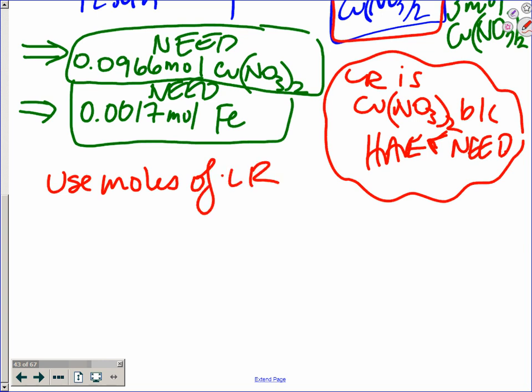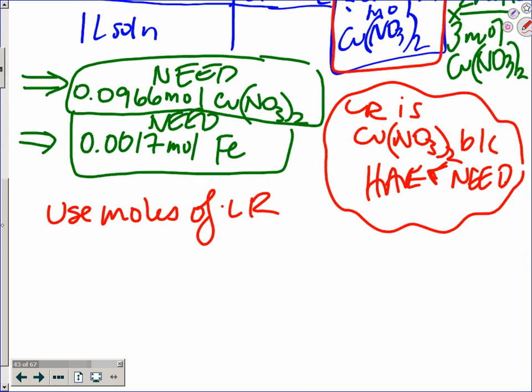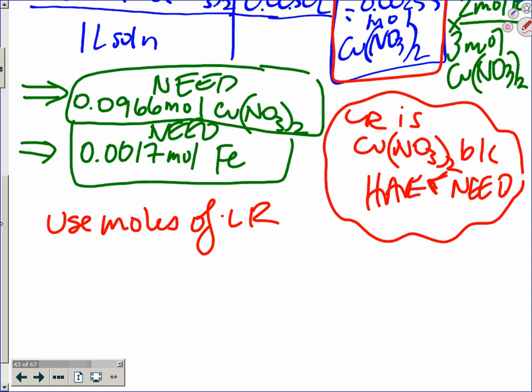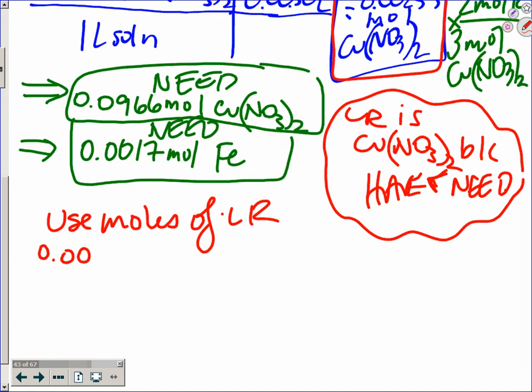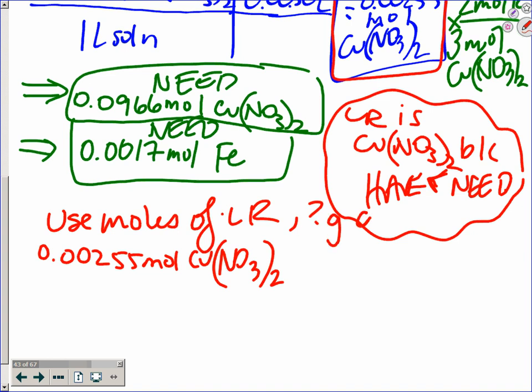So use moles of LR and proceed. How many moles of LR do we have? That one up there? 0.00255 moles of copper 2 nitrate. Who do I care about in this question? Good, grams of copper. So that's our question, really. We're going to grams of copper. I don't have my ratio available. Can you guys tell me the ratio?